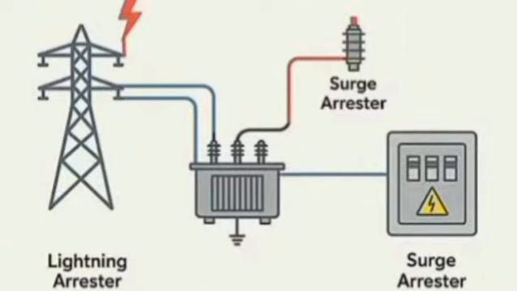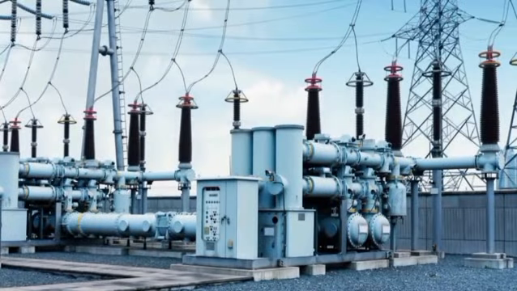When a voltage surge exceeds the arrestor's rated protection level, the nonlinear metal oxide varistor, MOV, inside the arrestor rapidly changes to a low resistance state. This allows the excessive surge current to be diverted safely to the grounding system instead of passing through sensitive equipment. The voltage across the protected equipment is limited to a safe level, preventing insulation breakdown and damage to electrical devices.